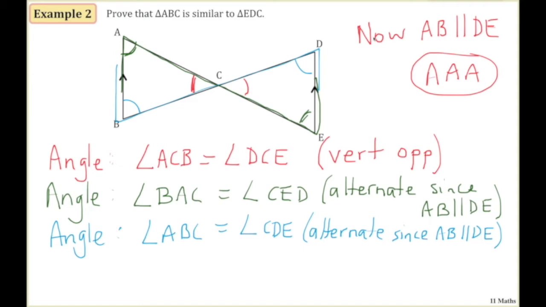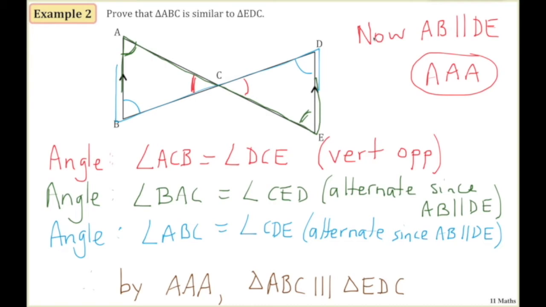Okay, so then we can come up with our conclusion, and our conclusion would be something along the lines of this. Therefore, by angle, angle, angle, triangle ABC is similar to triangle EDC. And we've finished our proof. Probably not as neat as I'd like it to be because I'm drawing on my iPad. It's not quite as precise as I'd like it to be, but hopefully you get the idea.